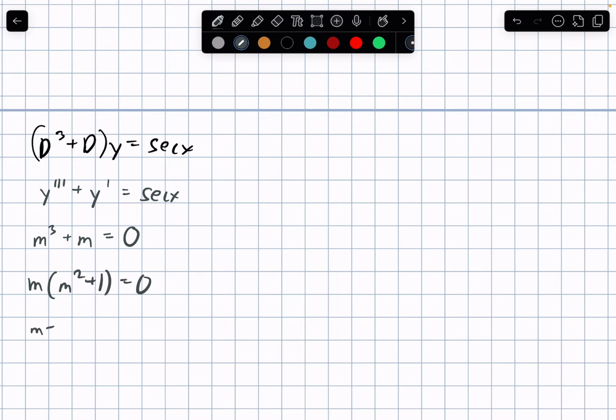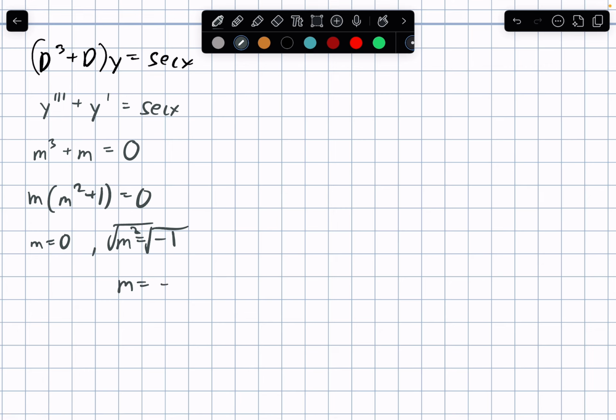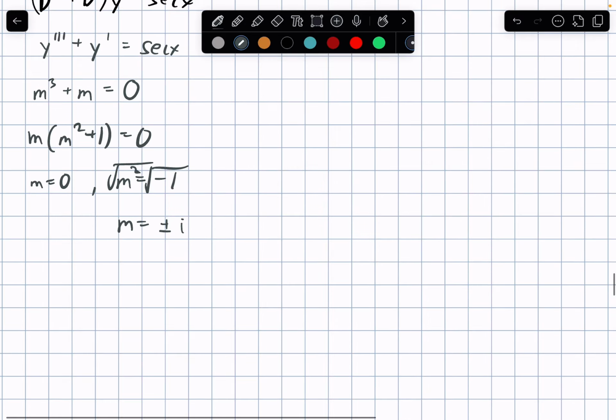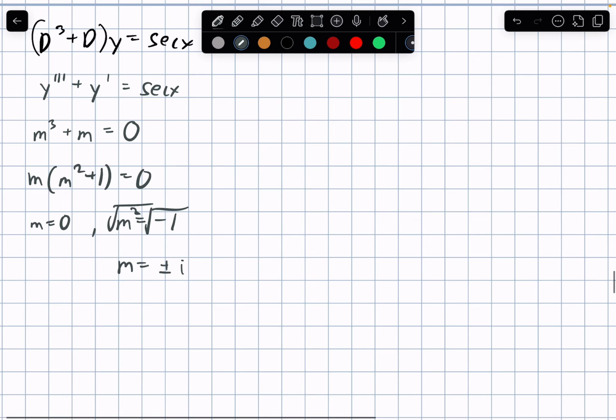Okay, we have this. M is equal to 0 and m squared is equal to negative 1, square root. So this is going to be plus minus imaginary number. If ever, let's say this was 2, then plus minus 2i. But right now it's just 1, so just i. I hope you can see the logic in that.